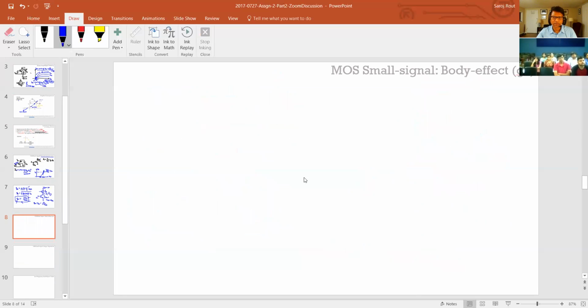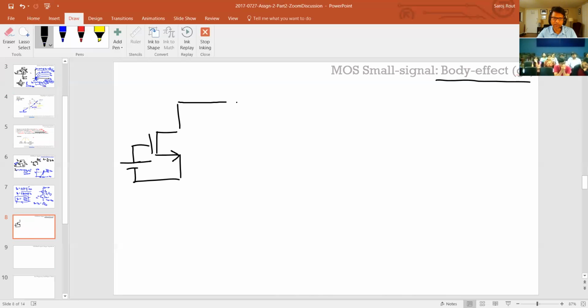Okay. So similarly, there is a small signal parameter called GS, which is the body effect parameter. For example, if I give you the same transistor and your VGS is fixed, your VDS is fixed, but your source voltage is actually changing. So you have some certain VSB here, and you have a small signal here for some reason.